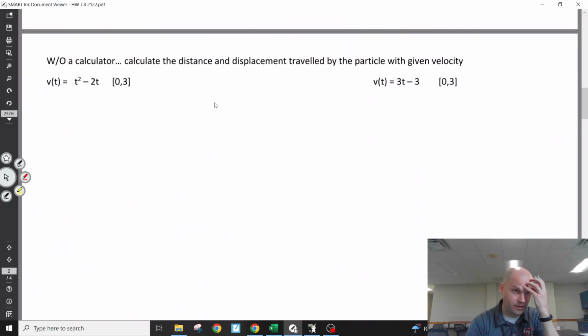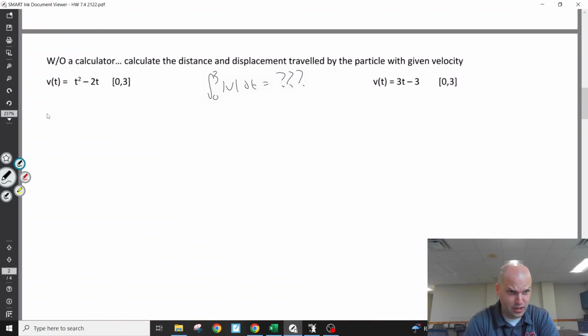All right, now we don't have a calculator. Great, perfect. 0 to 3. Since I don't have a calculator, I can't use an absolute value. Yes, in an ideal world, I could just do that. But how do I get this without a calculator? You can't. You're going to have to do a full sign analysis.